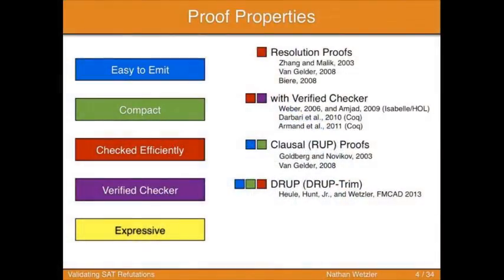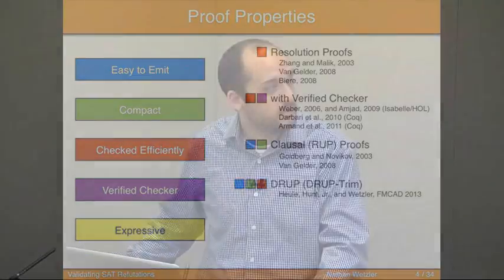One of our first pieces of work is on DRUP. This is an extension of clausal proofs where we now include clause deletion information. And just adding this information allows us to check these proofs efficiently. And we have a few other modifications. This is all documented in a paper that will be at Formal Methods for Computer-Aided Design later this year.